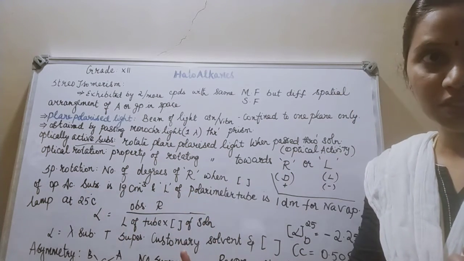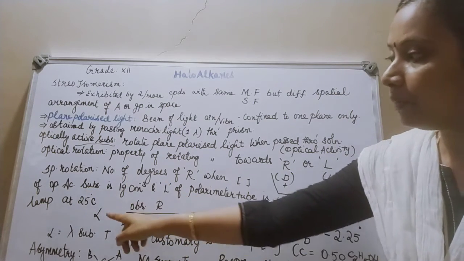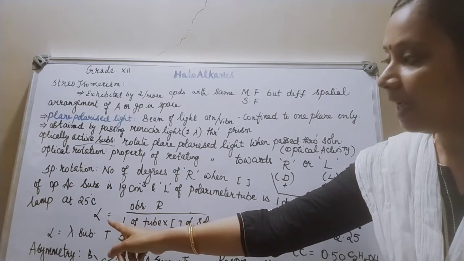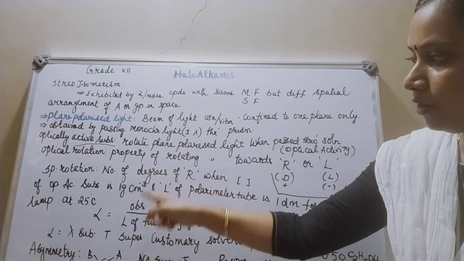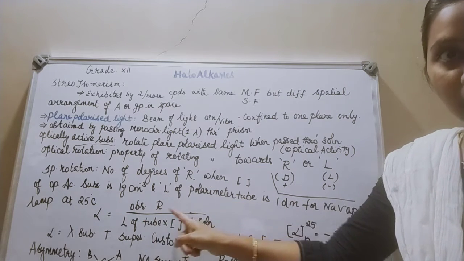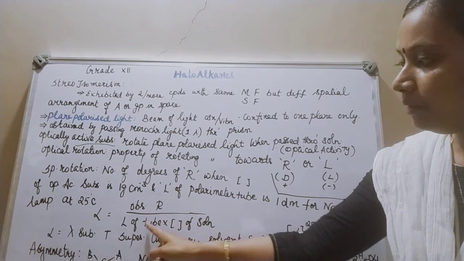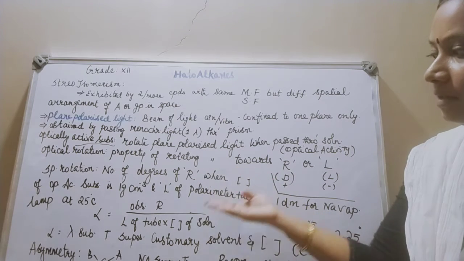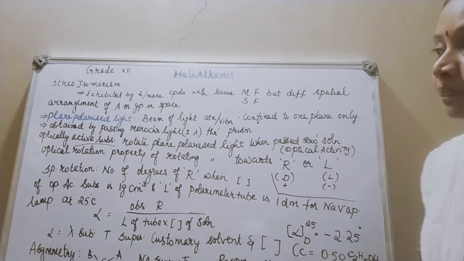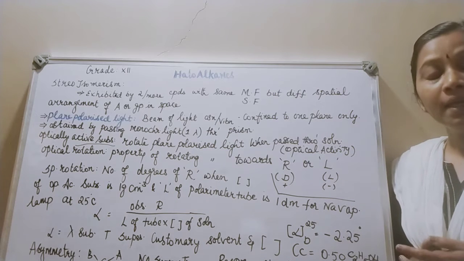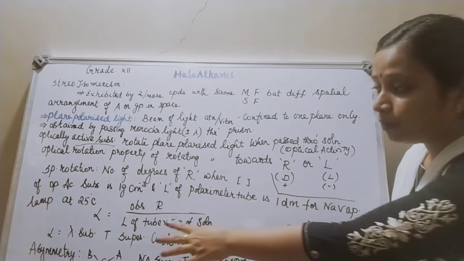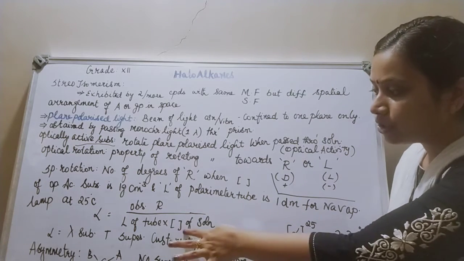25 degrees Celsius. So in short, I am going to indicate specific rotation by the term alpha, where alpha is equal to the observed rotation divided by the length of the polarimeter tube into the concentration of the solution. What we have explained in theory, I have written in the form of an equation. So what is specific rotation? It is nothing but the observed rotation divided by the length of the polarimeter tube into the concentration of the solution.